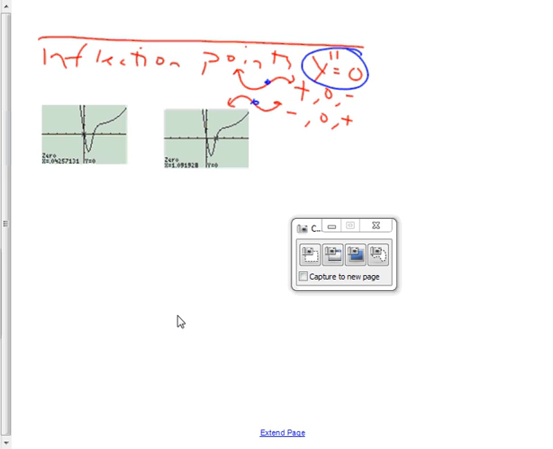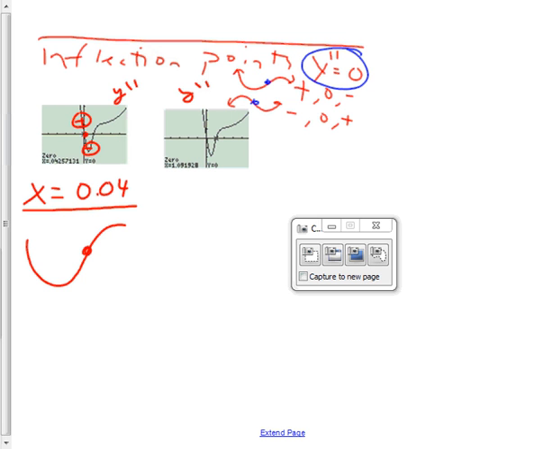We found these inflection points, and what's important to remember is that these are graphs of our second derivative. We had an inflection point at x equals 0.04, and to the left of that point, our second derivative was positive, and then it became negative, and so that means we're going to have a point of inflection, and it's going to go from concave up to concave down.